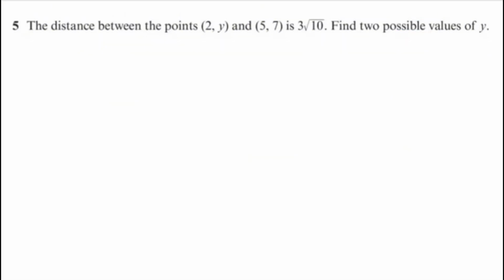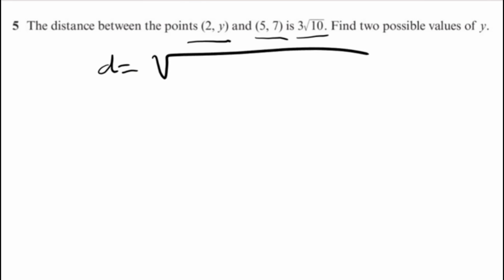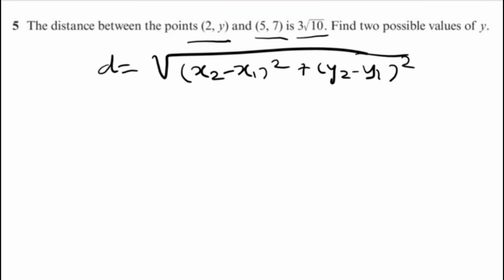Question number 5. The distance between the points (2, y) and (5, 7) is 3 root 10. Here the distance is given and we have to find two possible values of y. So we use the same formula. For the distance between these two points, I can write distance is equal to square root of (x2 minus x1) squared plus (y2 minus y1) squared. I am advising you to label the coordinates as x1, y1 and x2, y2. It's easy to substitute values.